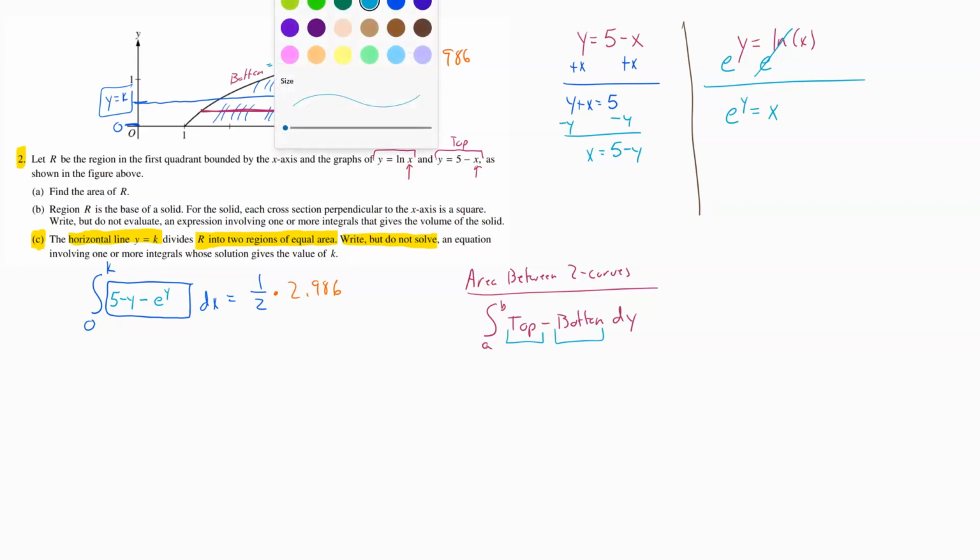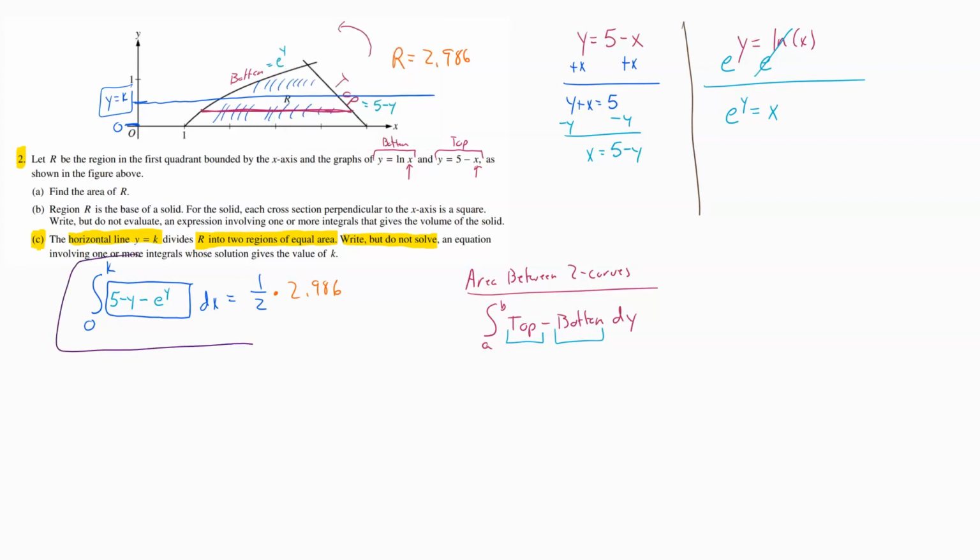And this right here would be your final answer for this problem. That is the integral that you could set up to find out what that value is. They don't ask us to do it, but that would be what we would have to do if we needed to. This one was a little bit tricky because we had to start talking about things in terms of y. Oops, I have a dx there. That should be a dy right there. So the integral from 0 to k of 5 minus y minus e to the y dy equals half of the area that we found in part A.